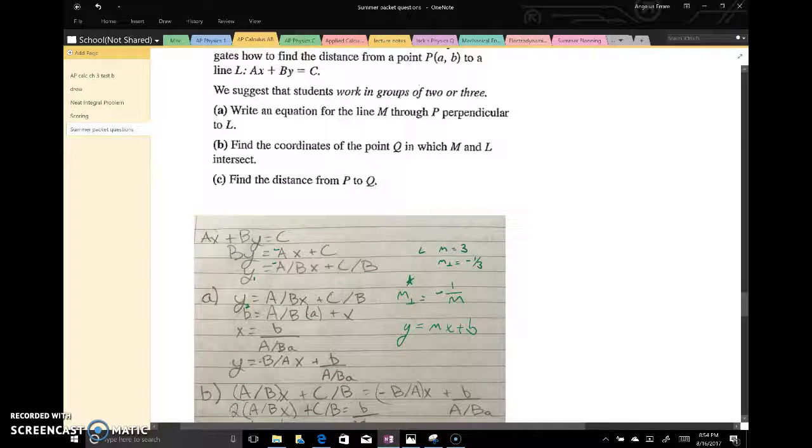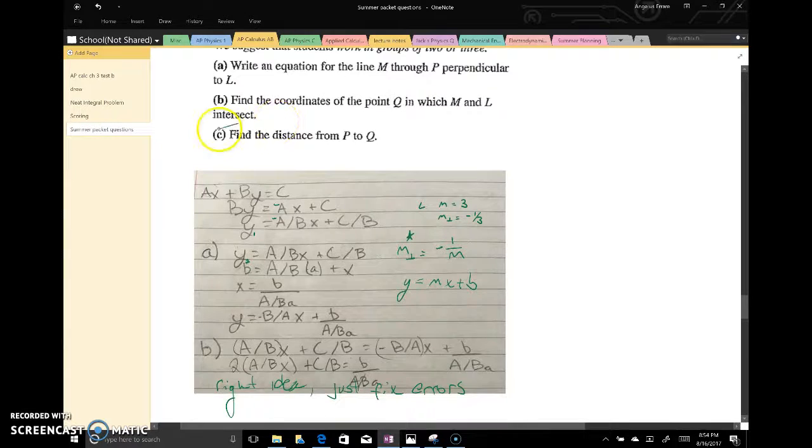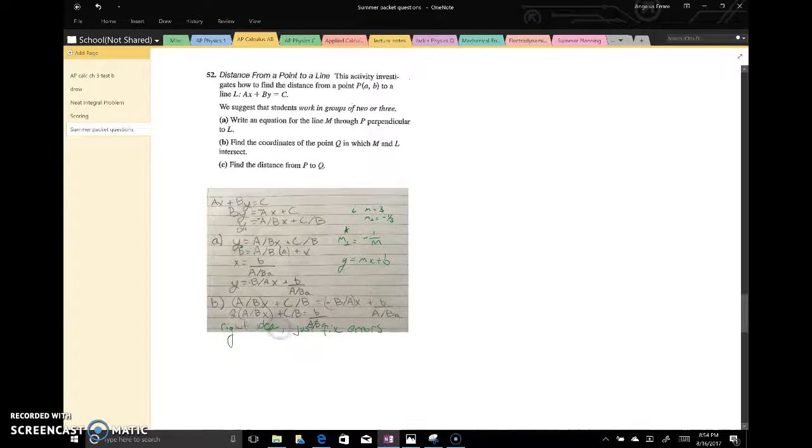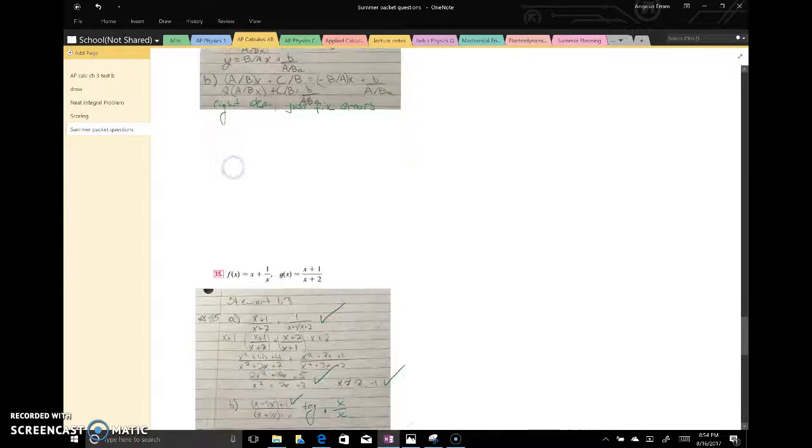And then for C, just a heads up, really all you're doing for C is using the distance formula. So look up the distance formula. Don't get scared by how many variables and symbols you've got. It's just a straightforward application of the distance formula. Okay, so I'll leave it at that. You try that. If you have more questions, let me know.